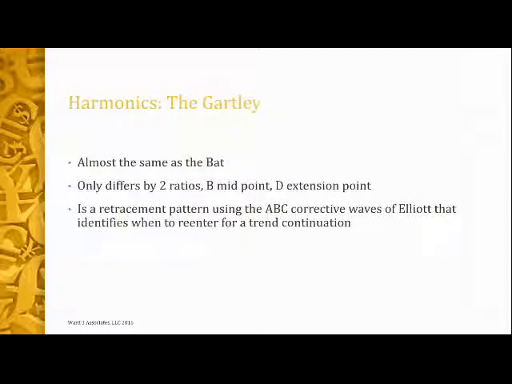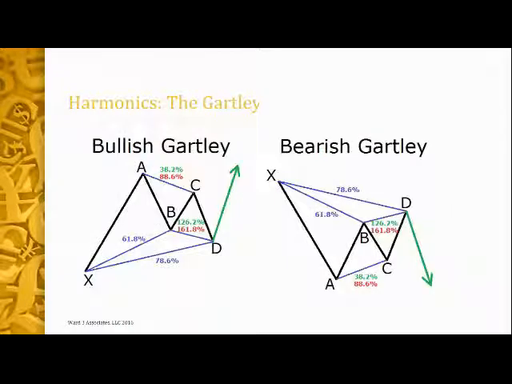The Gartley, it's almost the same as the BAT, but it just differs by two ratios, and that's the B midpoint and the D extension point. It's a retracement pattern using the ABC corrective waves of Elliott that identifies when to re-enter for a trend continuation. So a lot of these patterns, guys, are trend continuation patterns, as you see. So again, you've got your impulse up, retracement.